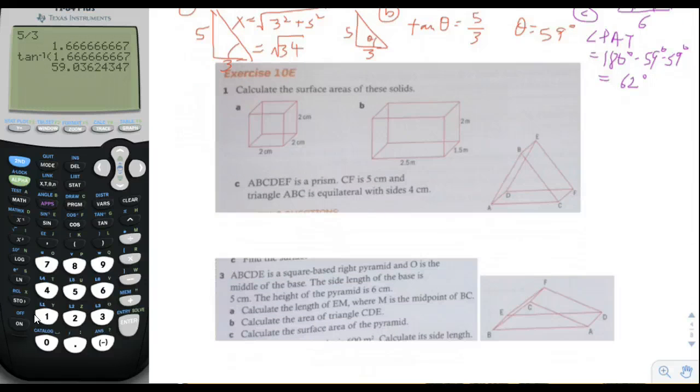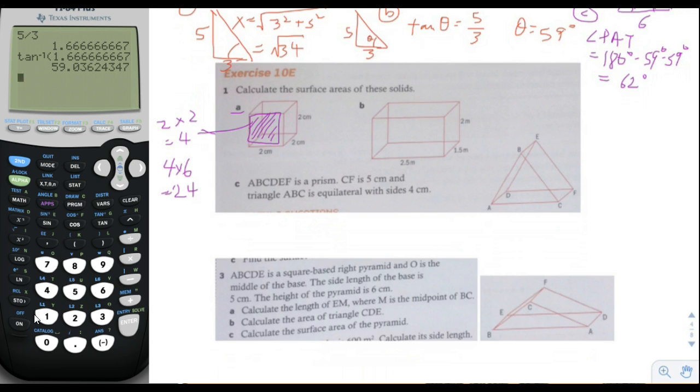10E, number 1. Calculate the surface area of these solids. Okay, so let's see. First, it gives you an easy one. It says it's a 2 centimeter cube. So we just need to figure out the surface area of one side, and then all 6 sides of a cube are the same. So this surface area here would be 2 centimeters times 2 centimeters, right? It would equal 4. And it's got 6 sides on a cube, and they're all identical, so 4 times 6 is 24. Okay, that's the answer for A.